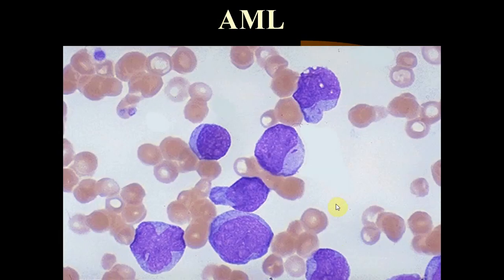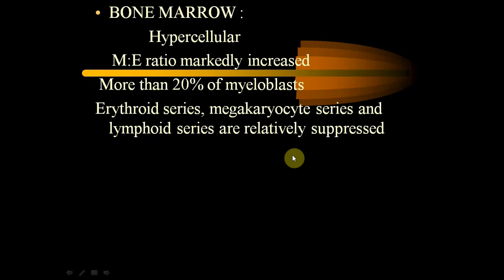So this is a peripheral smear picture. There's a background showing anemia. These cells are quite wide apart. These are all blasts. As you can see, large cells, irregular nucleus, lots of nucleoli, fine lace-like chromatin, bluish cytoplasm, and this is a rod-shaped structure, and this is called Auer rods.